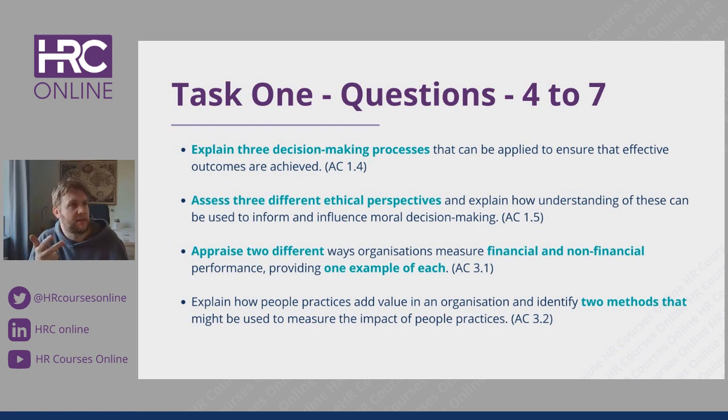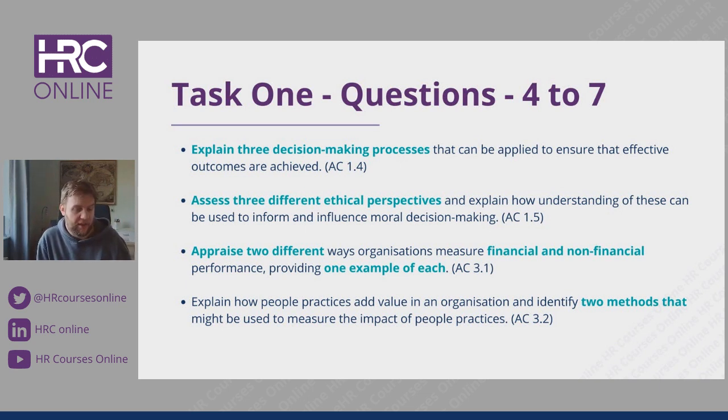419 words, that is 125 words per one with a few wasted words. Assess 3 ethical perspectives. So again, you find 3 ethical perspectives, they're referenced, they're cited, they're input, you've done it correctly. Appraise, right? So evaluate, look at from multiple angles, 2 different ways organizations measure financial and non-financial performance.